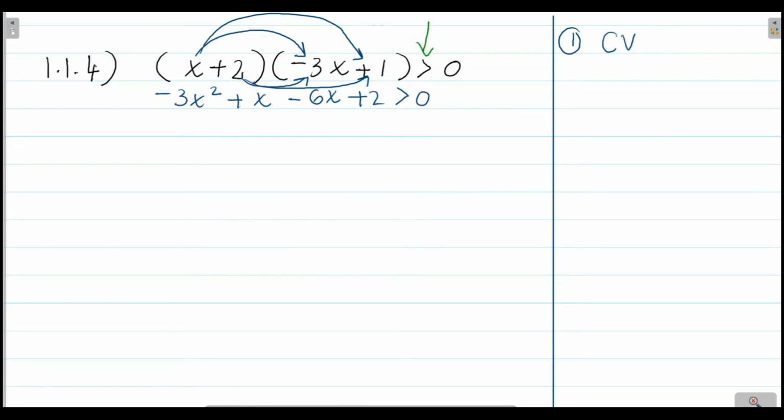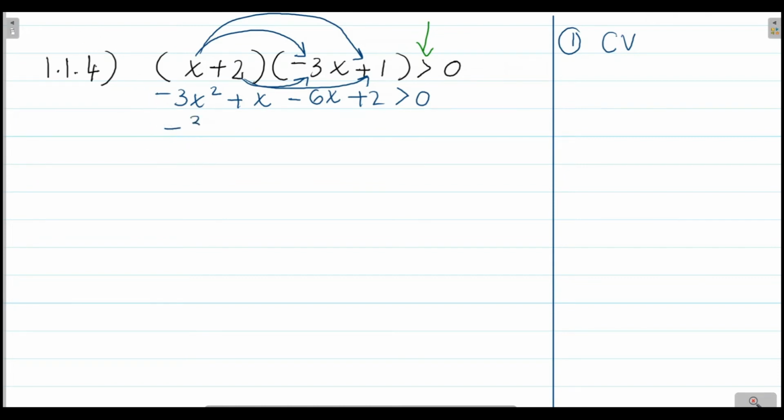Okay, we need to find where this quadratic function is greater than 0. And for us to be able to find that, we need to first find the critical values of this quadratic function, right? And then we need to put the critical values on our quadratic function, and then we can start solving. Okay, so let's just do that, right?